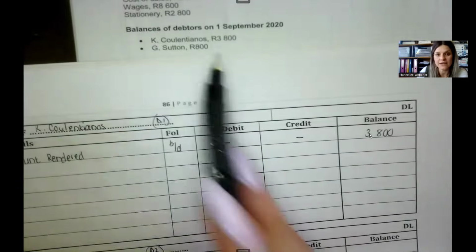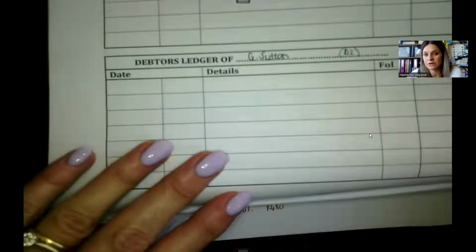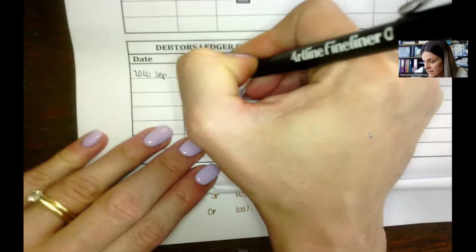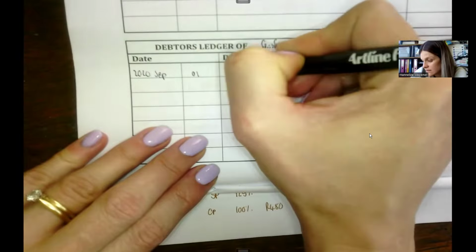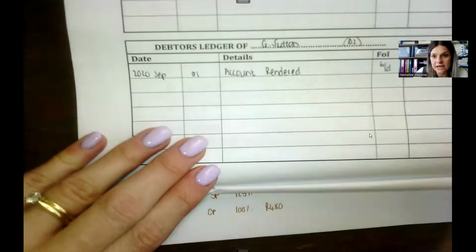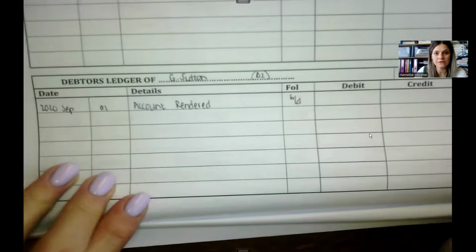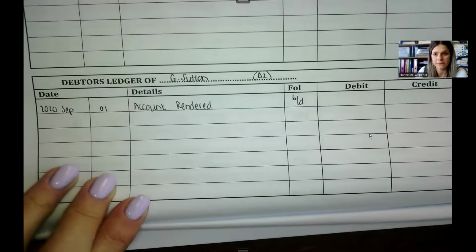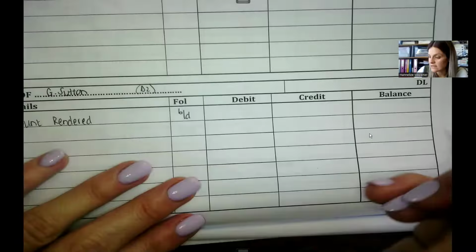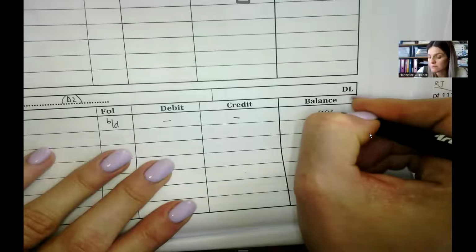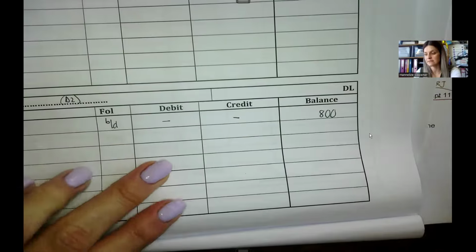Then for G Sutton, we have an 800 Rand opening balance. So we go to his account on September the 1st, 2020. It is account rendered that was brought down on the first day. There we go. It's not a new entry, therefore not a new debit, not a new credit. It is just the balance that I'm bringing down from the previous month.